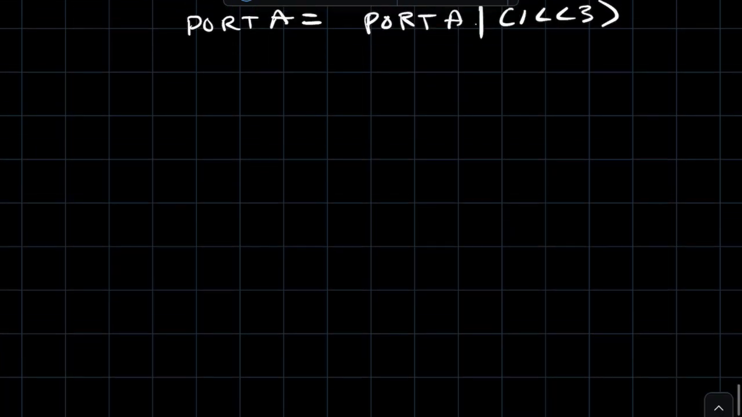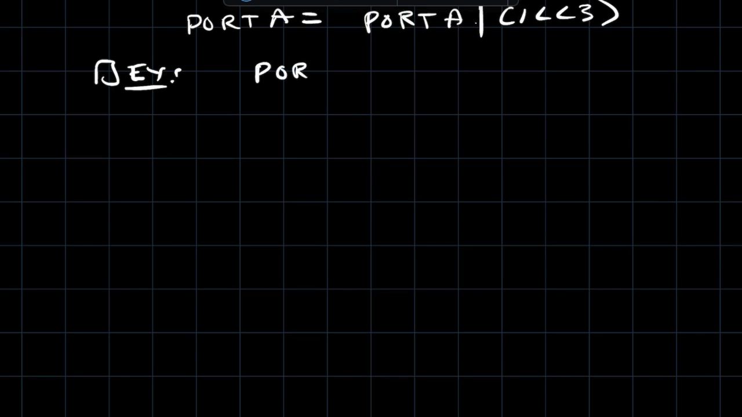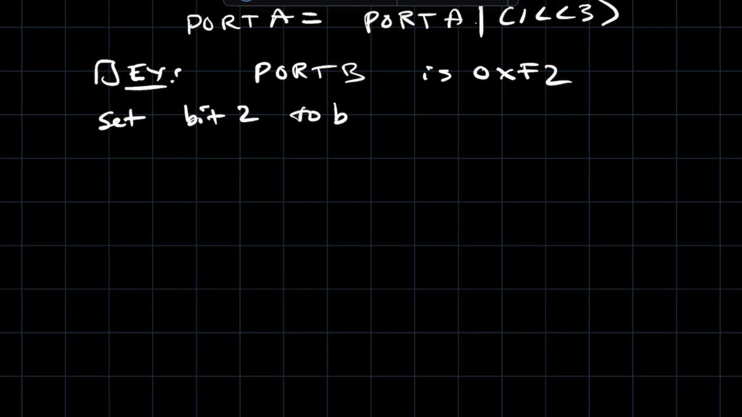Okay, so let's look at an example of setting a bit. For the rest of the examples in this video, I'm going to start with a fictional port B, and port B is currently set to be a hex value of F2. So what I want to do is first set bit 2 to be 1. What is the hex value of port B now?